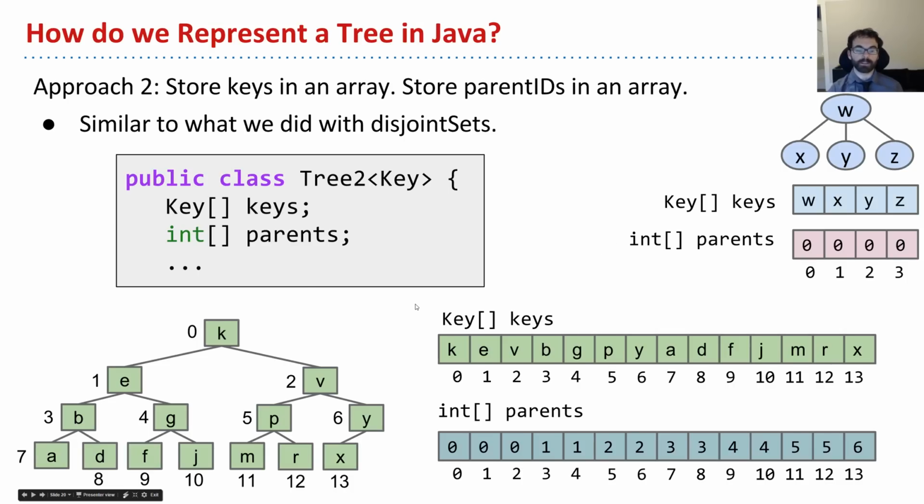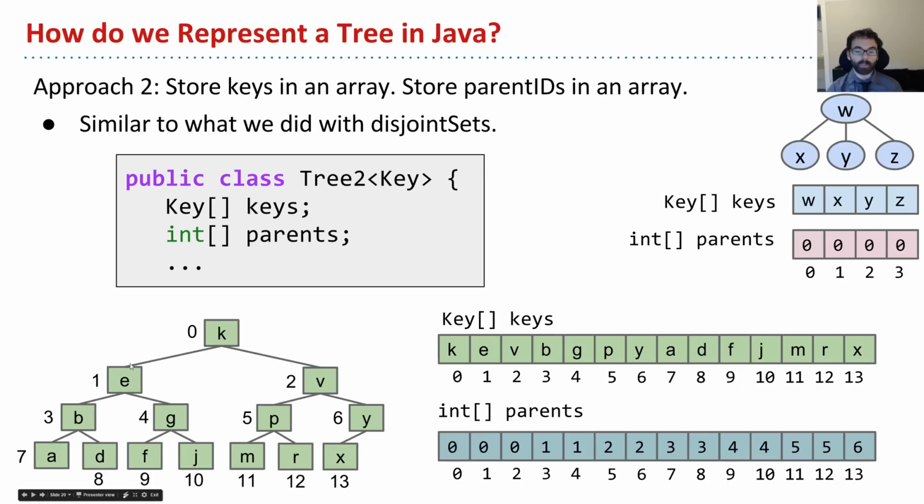Now that's a pretty boring tree, so I've got a more complicated one at the bottom. In this case, I've got a complete tree that looks like K, E, V, B, G, P, Y, A, D, F, J, and so forth. And so my keys array is K, E, V, B, G, P, Y. And my parents array is, well, in this case, we say, okay, who's 3's parent?